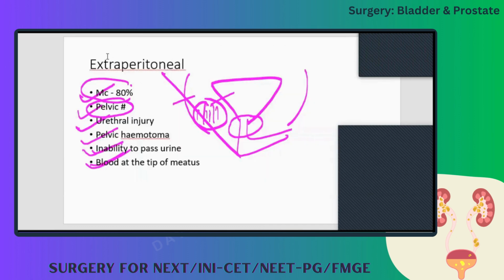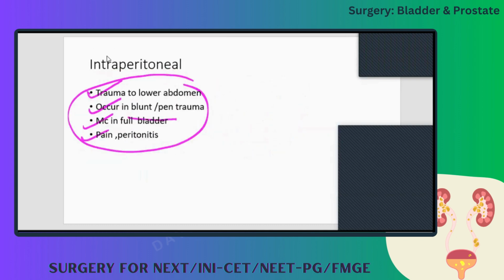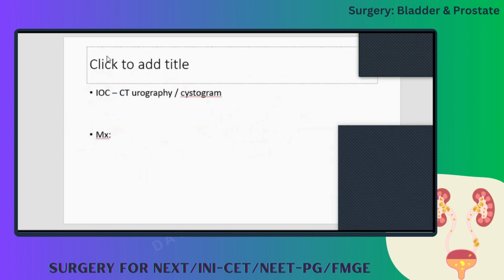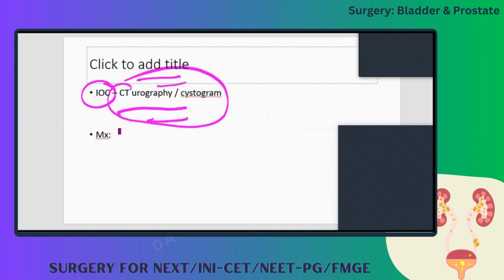Thank you. So very important. These 6 points are very important. Here also, this is very important. The investigation of choice is to give some contrast in the bladder and take a CT. The investigation of choice is CT urogram or CT cystogram. Okay, CT urogram or CT cystogram.